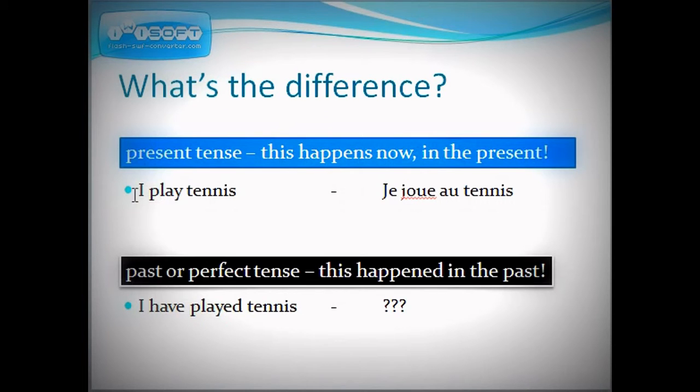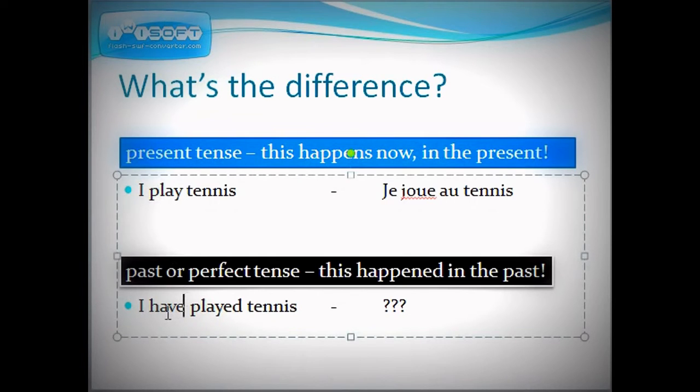Now in English you can see I play tennis is the present tense. Je joue au tennis in French. Je joue is the verb here. I have played tennis in English has got two bits of the verb. I have and I played. In French it's going to be a bit like that. Let's have a look at it.